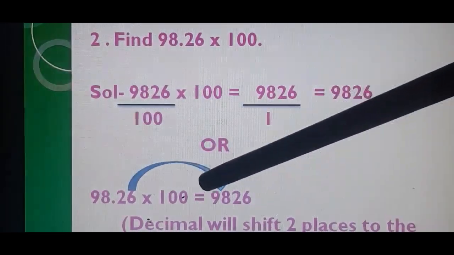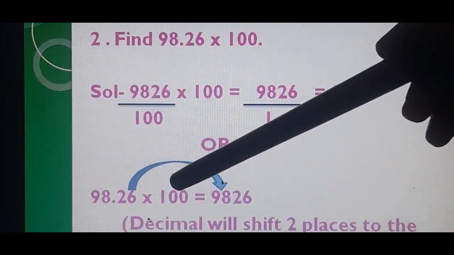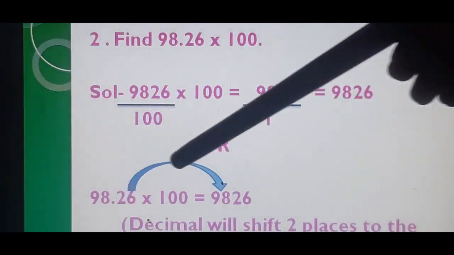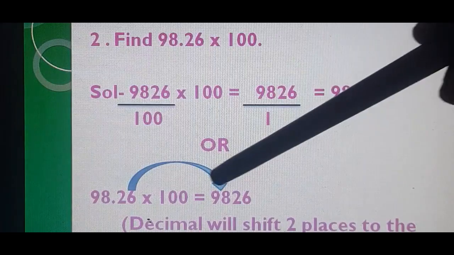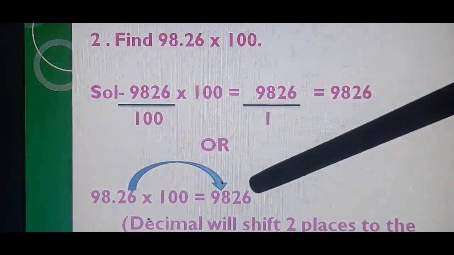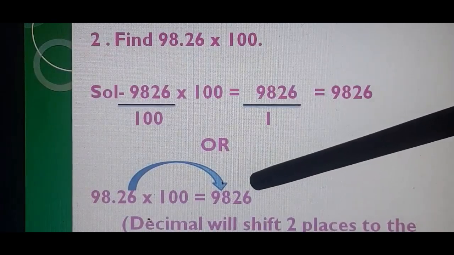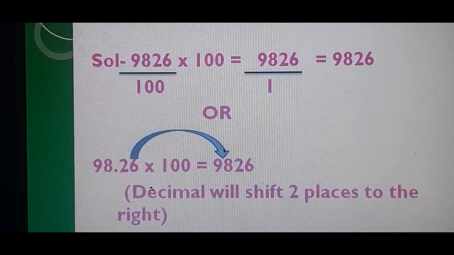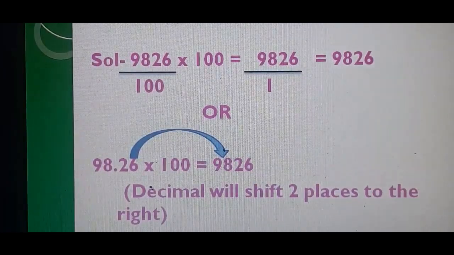Or when we are shifting the decimal, how will it be done? 98.26 multiplied by 100. Now 100 contains 2 zeros. So the decimal will shift 2 places forward, 1 and 2. It will come after 6. So our answer will become 9826 decimal 0, or simply we can say 9826.